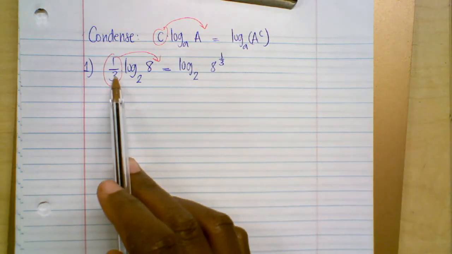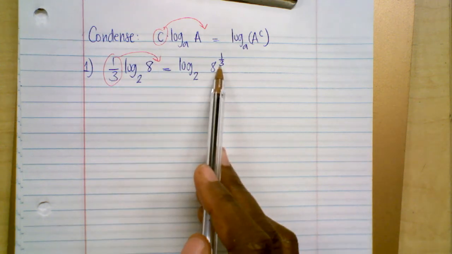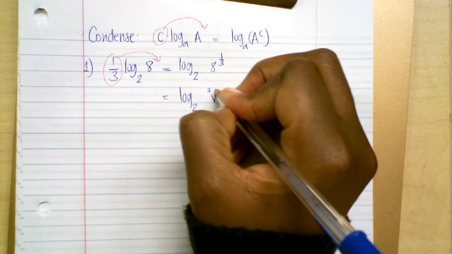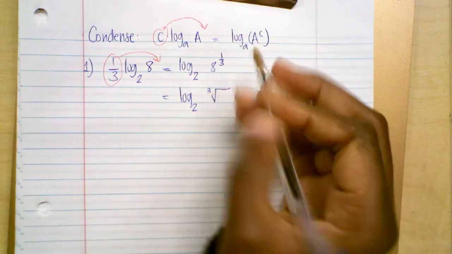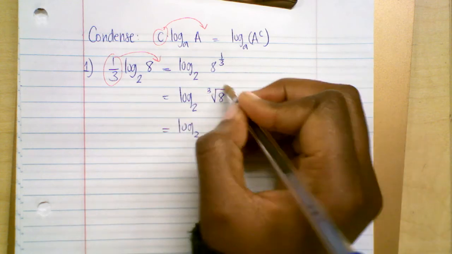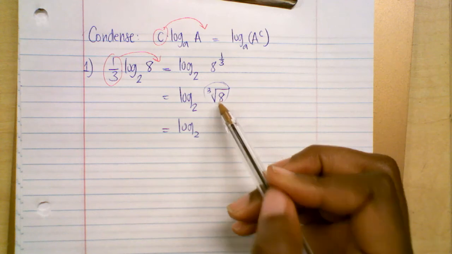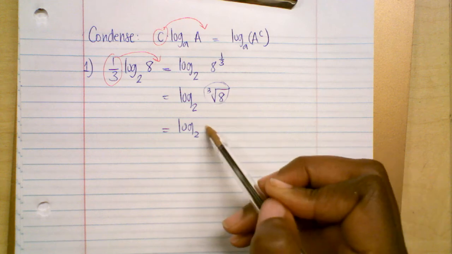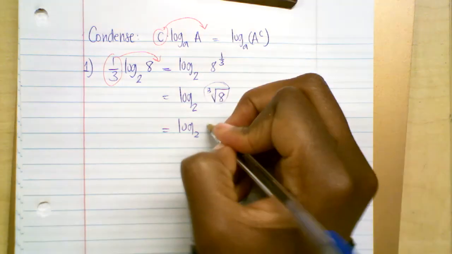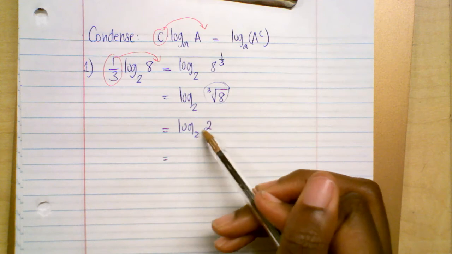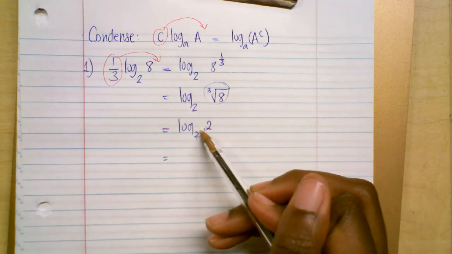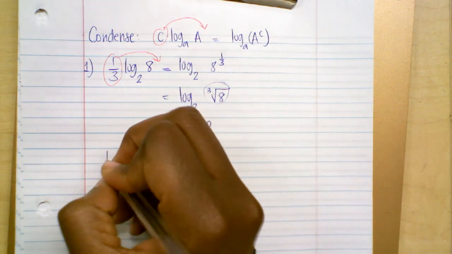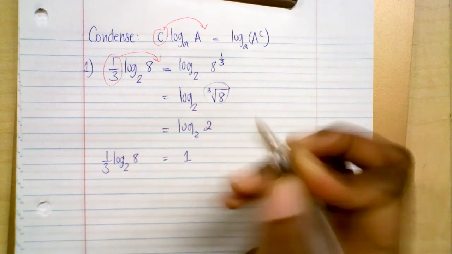So again, we take 1/3 and turn it into an exponent. We know that the exponent of 1/3 can be written as the cube root of 8. So now, what is the cube root of 8? One number that, when you multiply by itself 3 times, you end up with 8. That number is 2. Why? 2 times 2 times 2 is 8. So now, log base 2 of 2 is going to be what? What exponent would you give to the base 2 so that the answer is 2? It has to be 1. So 1/3 log base 2 of 8 simplifies to 1.